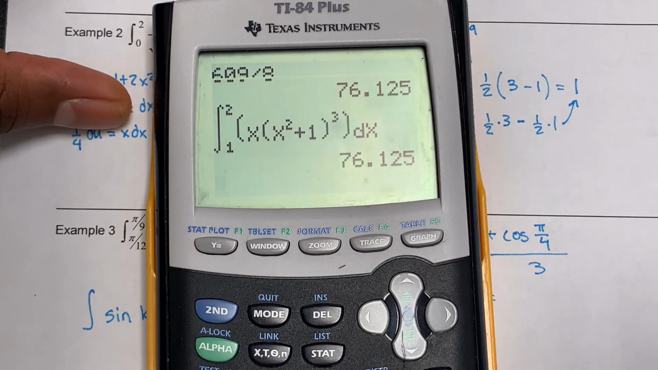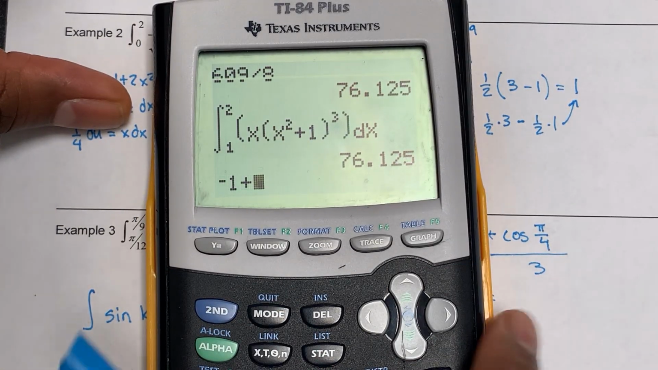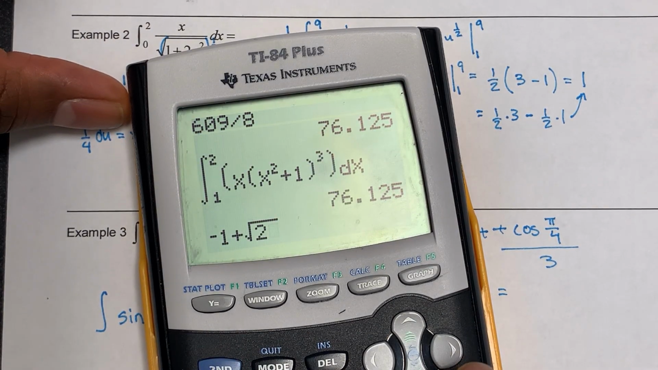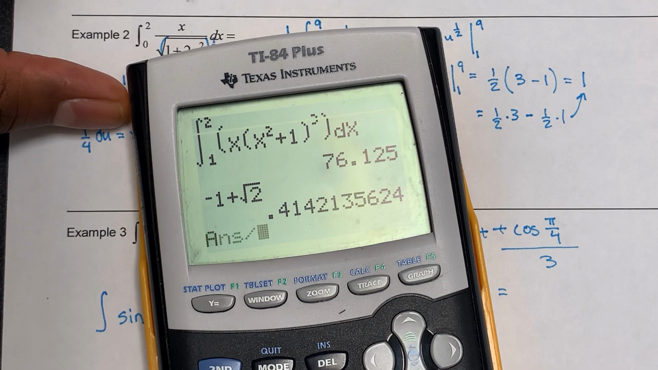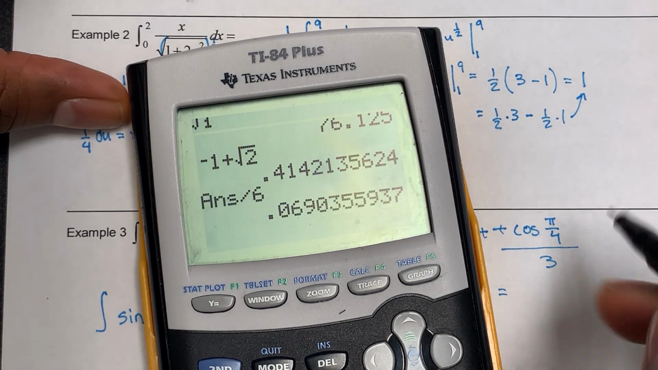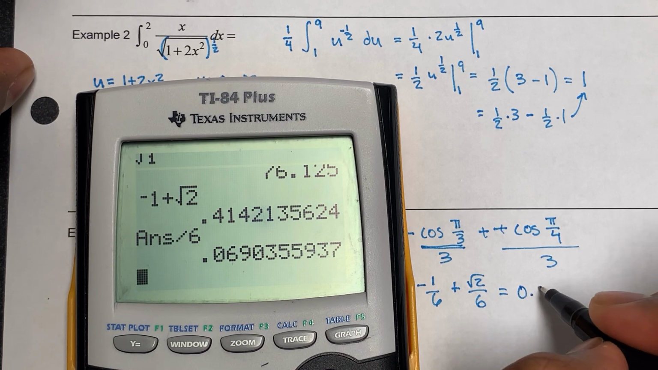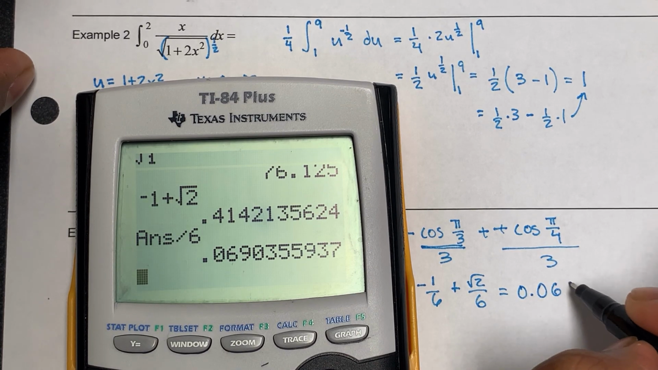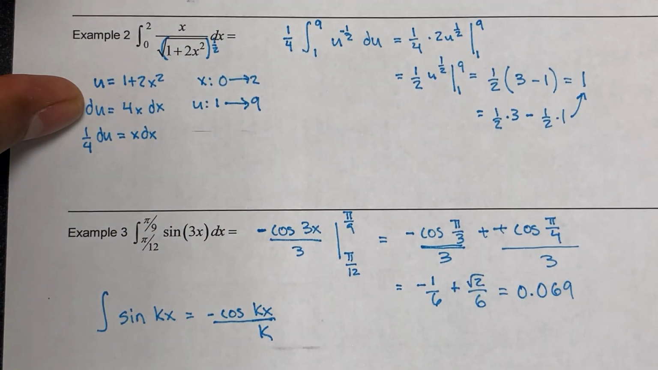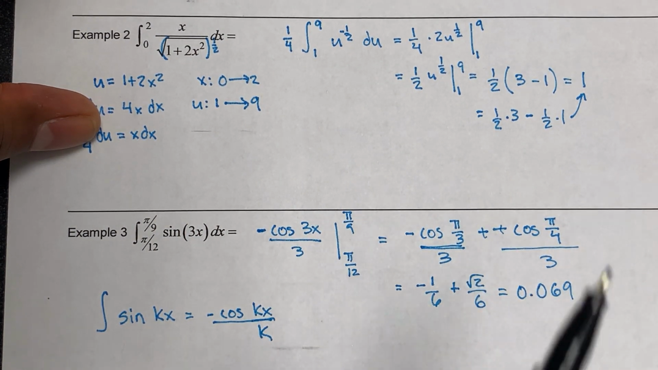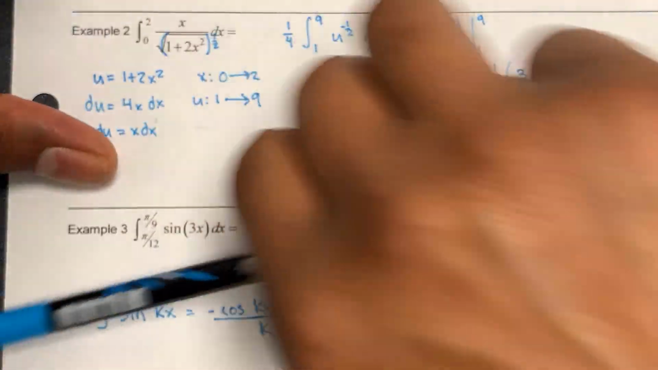So who knows what that is? Negative 1 plus the square root of 2, divided by 6, is, we'll say, 0.069. All right, so that's what we got when we integrated without doing u-substitution.